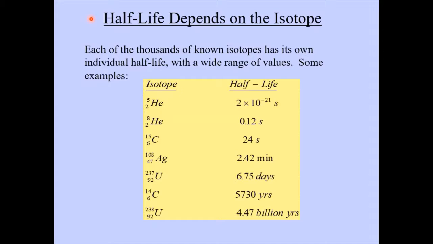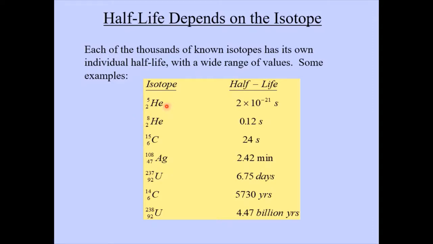There are thousands of known isotopes that are radioactive. And interestingly, the half-life varies widely. There's a huge range of half-lives. So look at some of these values here.